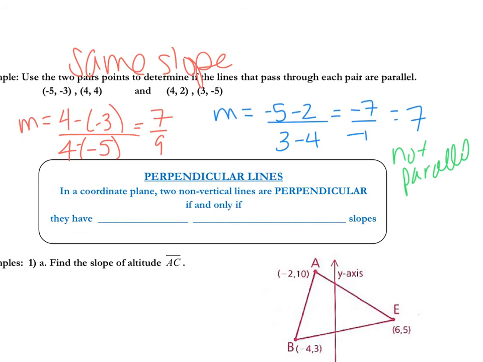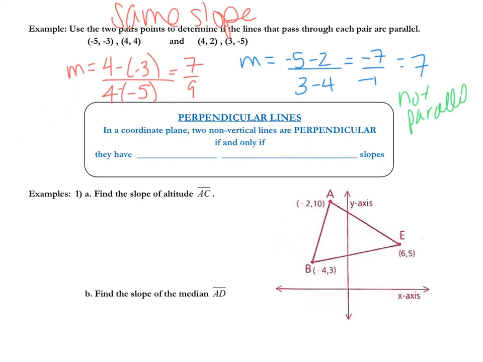Now for perpendicular lines, they can only be perpendicular if and only if they have opposite reciprocals. Make sure that you do both parts. Sometimes we just do the opposite and sometimes we just do the reciprocal. You must do both, opposite reciprocals.